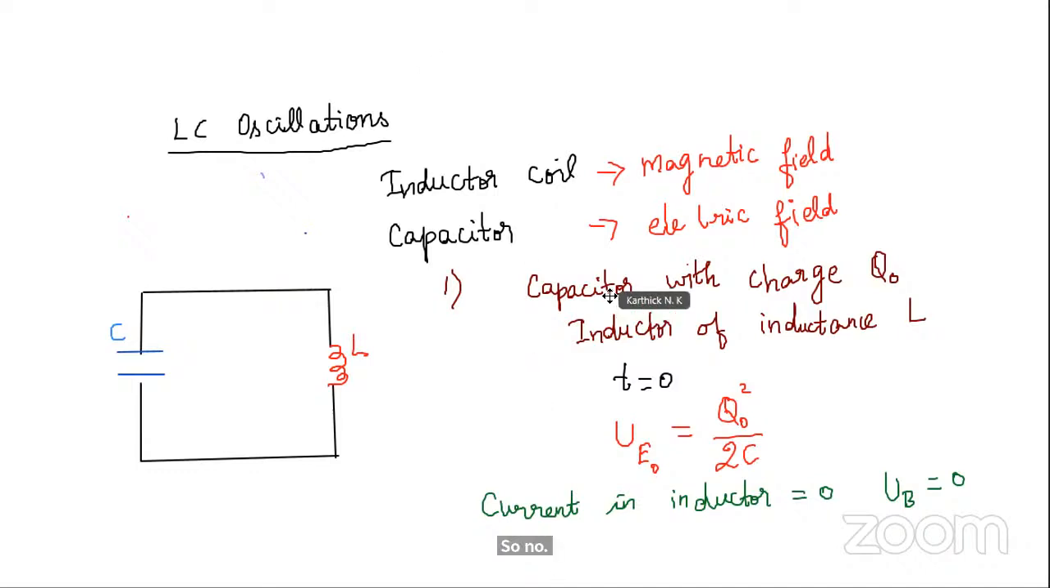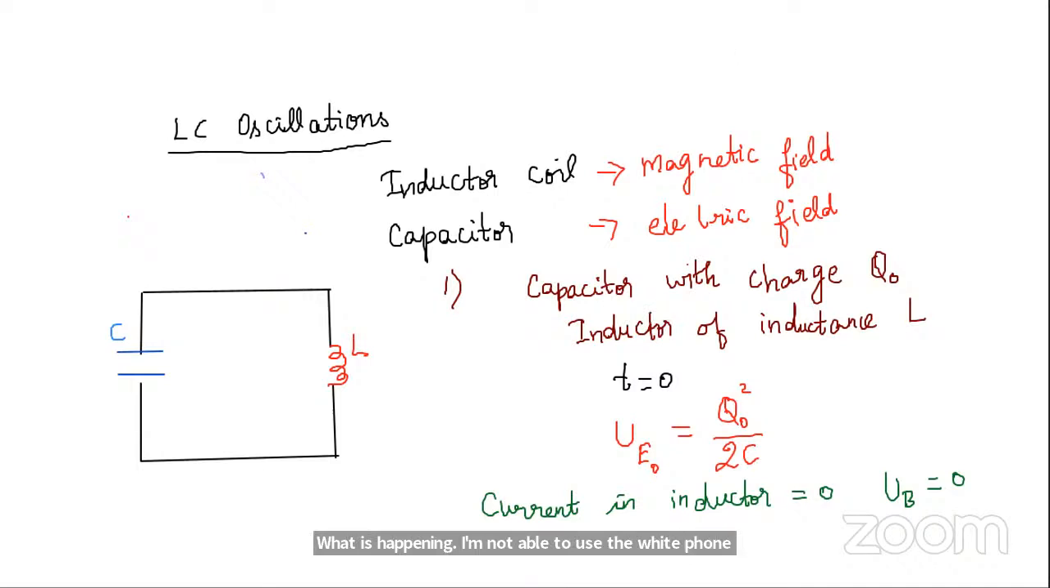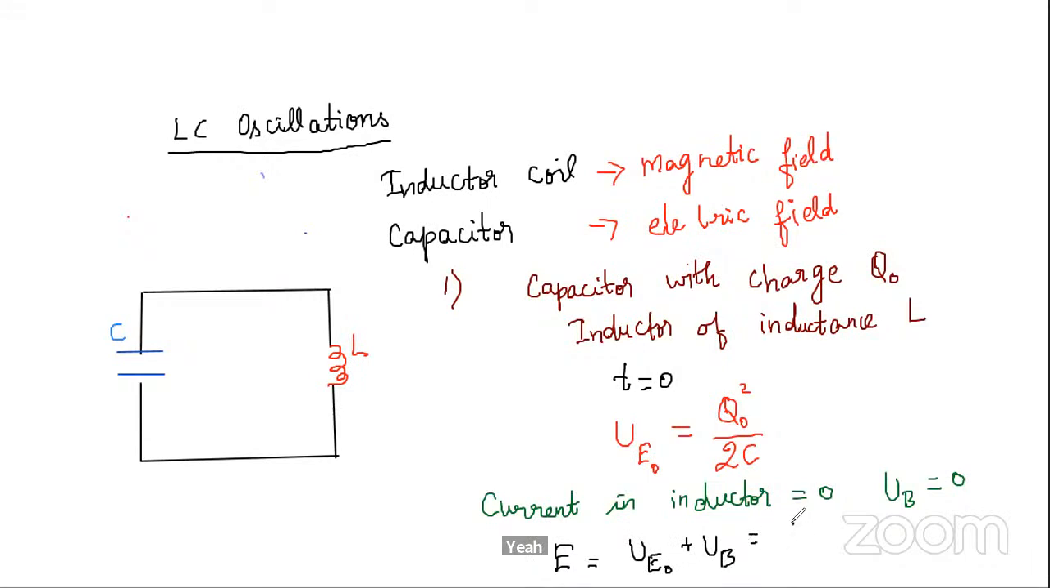What is happening? I am not able to use the whiteboard. Okay. So here the total energy E is given by U_E0 plus U_B, so Q0 squared by 2C. It is the total energy for this scenario. Okay. It is fully electric.